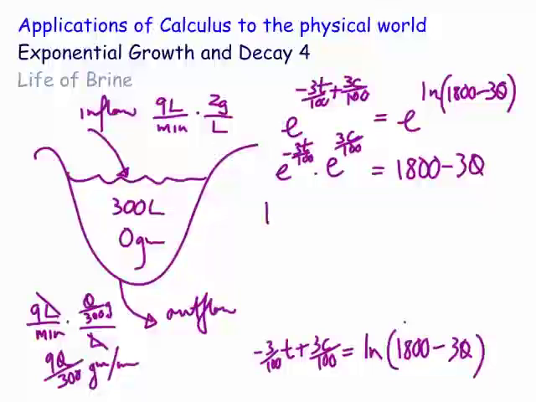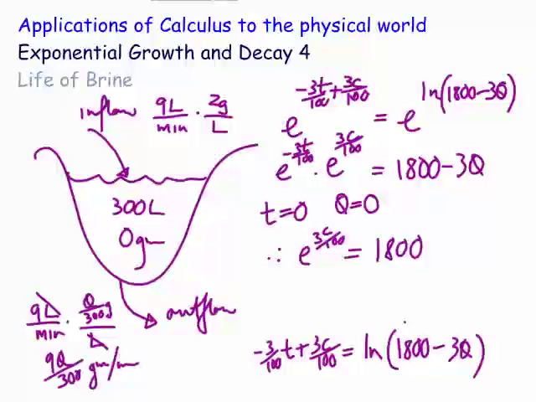So let's try and find that value. In this particular case, t is equal to 0. Actually, we have 0 amount of salt, so Q is equal to 0. Therefore 1800 minus 3Q, when Q is 0, is 1800. So the amount of salt at this time is 0, but the constant itself turns out to be 1800. So e to the 3c on 100 is 1800 minus 0, which is just 1800.